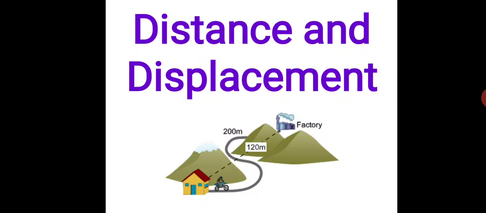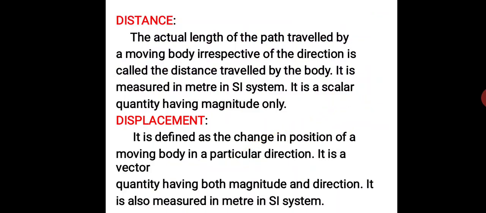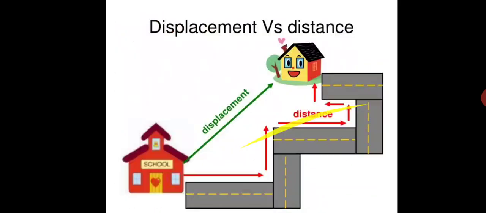Next we have distance and displacement. What do distance and displacement mean? See here, distance is the actual length of the path travelled by a moving body irrespective of the direction, which is called the distance travelled by the body. For example, you want to go to school from your house. Okay children, here the distance is from this point to this point.